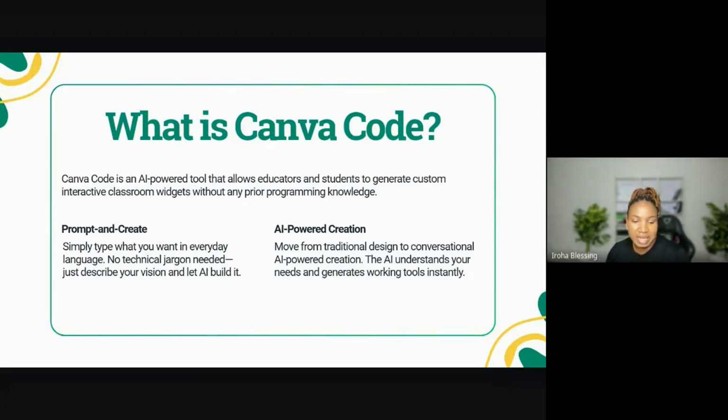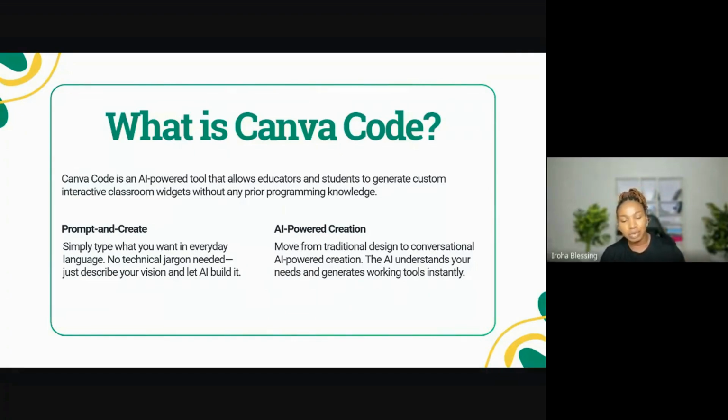So what exactly is Canva Code? It is an AI-powered tool that allows educators and students to generate custom interactive classroom widgets without having any programming knowledge. So you don't need to be a programmer. You don't need to know HTML. You don't need to know JavaScript. You don't need to know Python to be able to create something with Canva Code. The only thing you need is to have an idea.